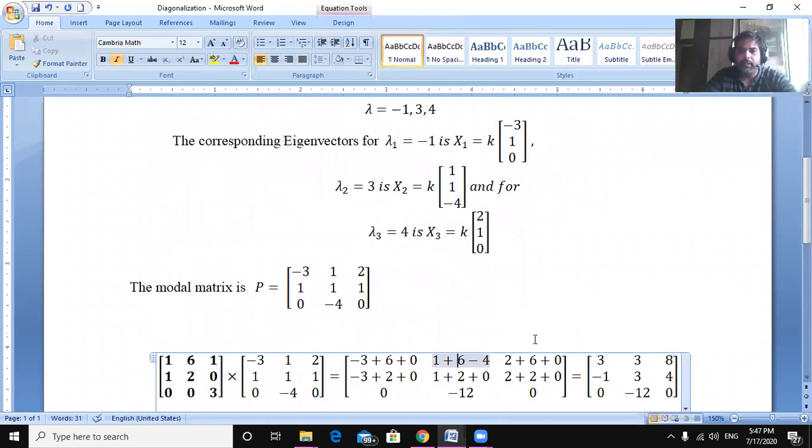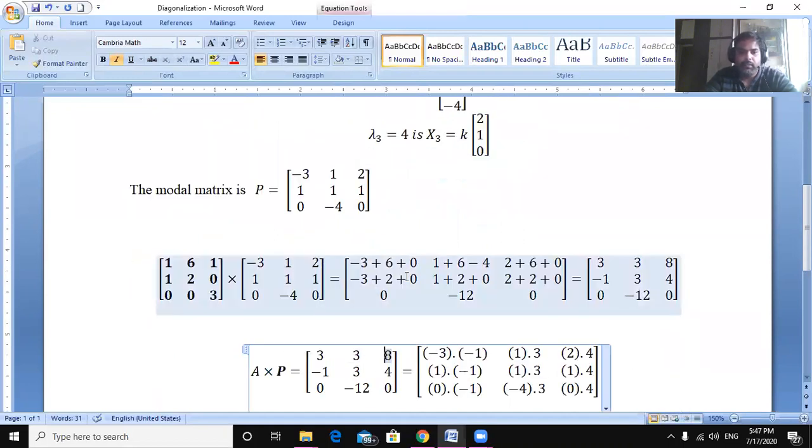Now look here, I am writing the model matrix. What is the model matrix? x1 is the first eigenvector, x2 is the second eigenvector, x3 is the third eigenvector. I am writing these eigenvectors as column vectors. If I write them as column vectors, then observe one interesting application here. P is the model matrix, these are the column vectors. I am removing the arbitrary constant, writing only the base vector.